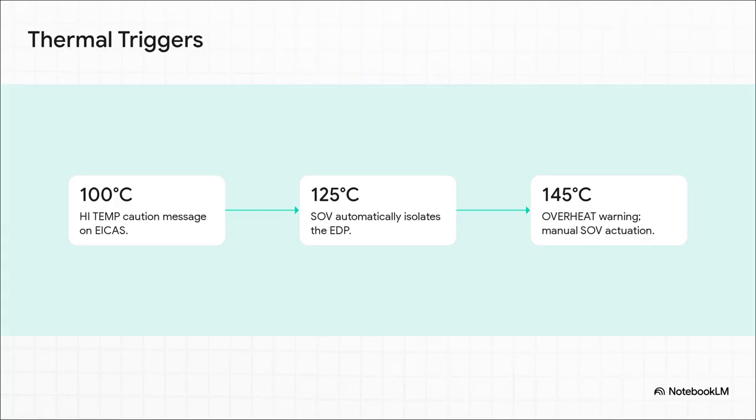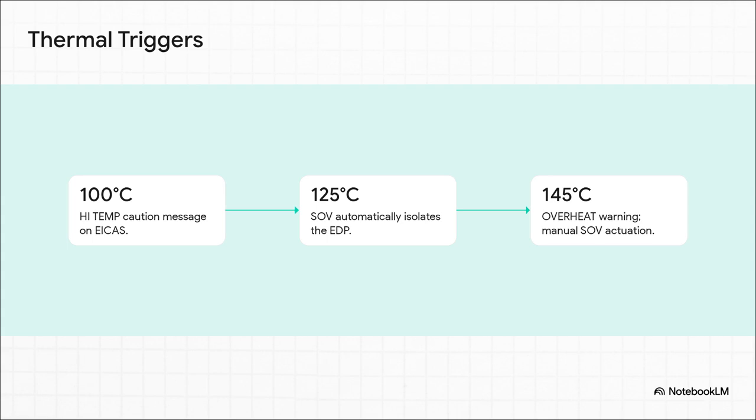Finally, Section 5, Abnormal System Conditions, focusing on the escalating alerts. Okay, we need to map out exactly how these systems respond when temperatures start to spike. Embraer engineered a brilliant rule of 3 for overheating, escalating step by step. Step 1, if fluid hits 100 degrees Celsius, you get a simple high-temp caution message. Step 2, things get much hotter. At 125 degrees Celsius, the system protects itself. A shutoff valve, or SOV, automatically actuates to physically isolate the engine-driven pump from that hot fluid.